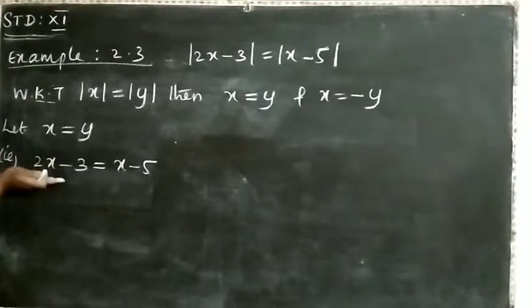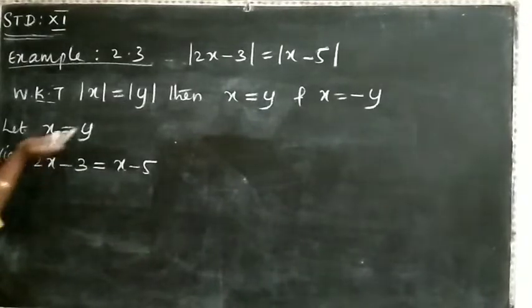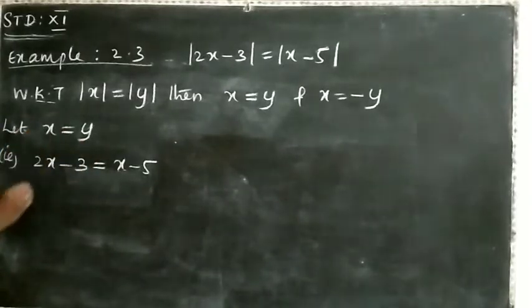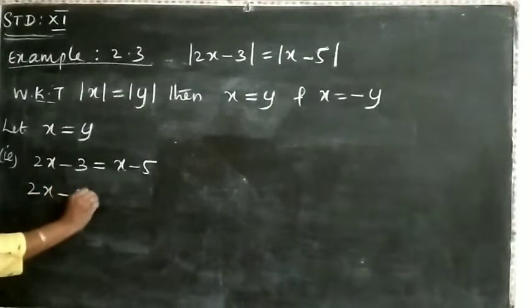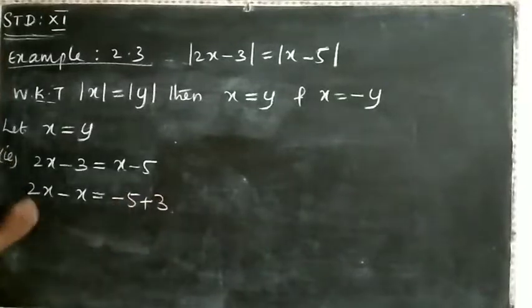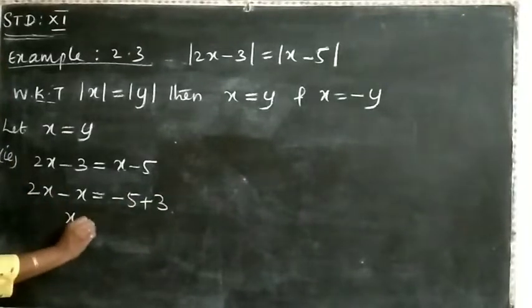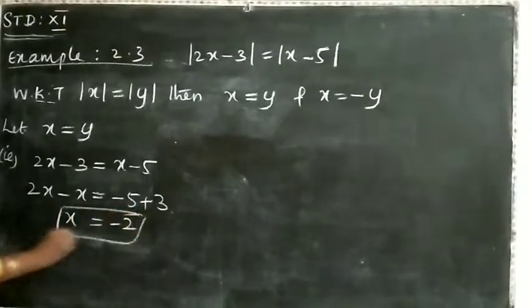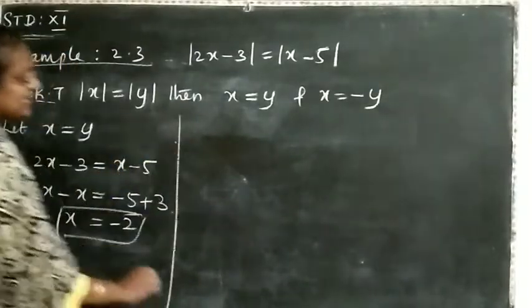So now I need the value of x alone. Bring all the x terms to the left hand side and the constants to the right hand side. So now plus x, if it comes to this side, 2x minus x is equal to minus 5 plus 3. Now 2x minus x is equal to x. So this becomes x is equal to minus 2. Yes or no? Now what is the next one?